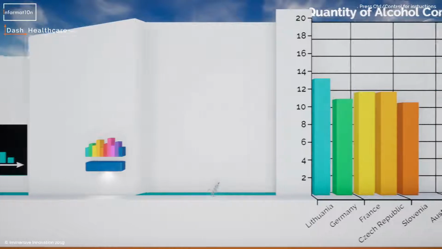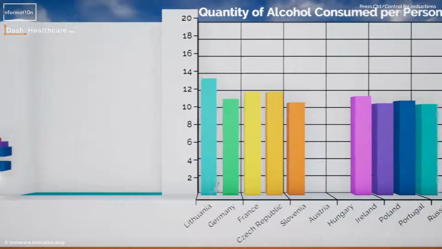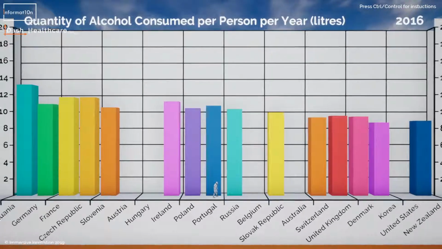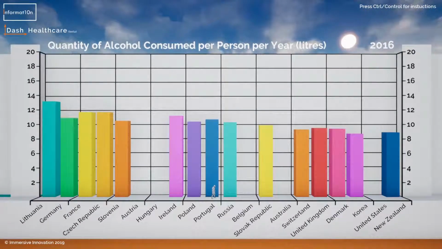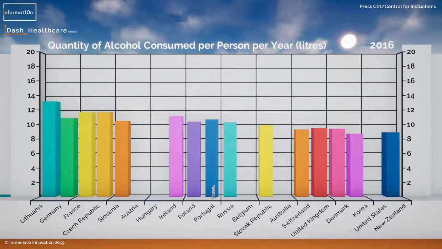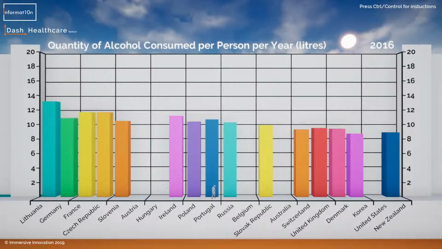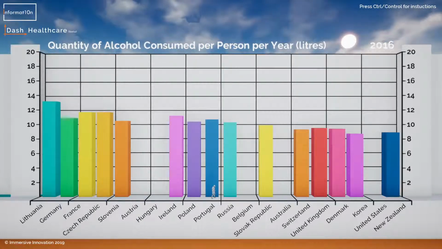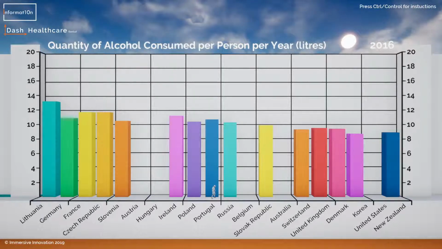So now we can see that the chart area has changed and we've got a bar chart. I'm just going to hit the shift key. That's going to zoom me out to look at the chart a bit better. And you can see that this chart is representing the quantity of alcohol consumed per person per year in litres. You'll also notice that there are some gaps in the data, so a few bars are missing. And now that's because this particular data set comes from 2016, which is the most recent data set.